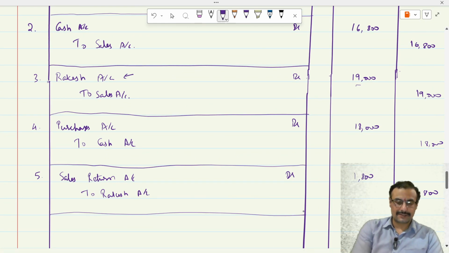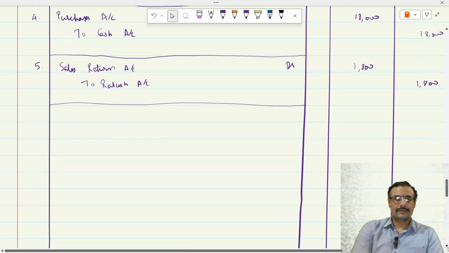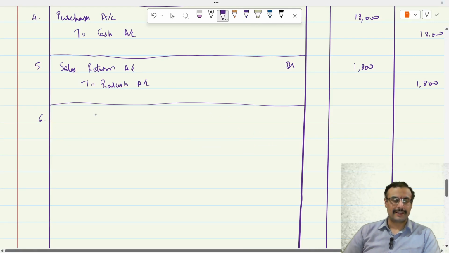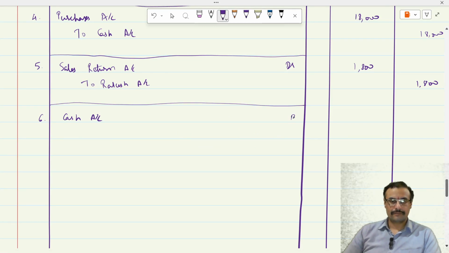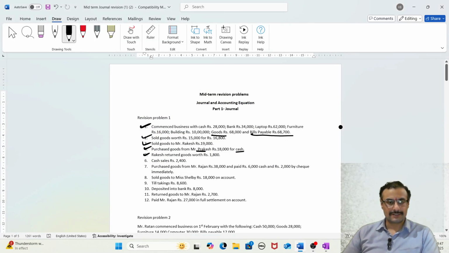Then sixth transaction. Let me scroll down. Okay. Fifth one done. Sixth one. Cash sales rupees 2,400. Very easy. It will be cash account debit to sales account. In your first PU, sales account always credit only. Do not get confused about this.